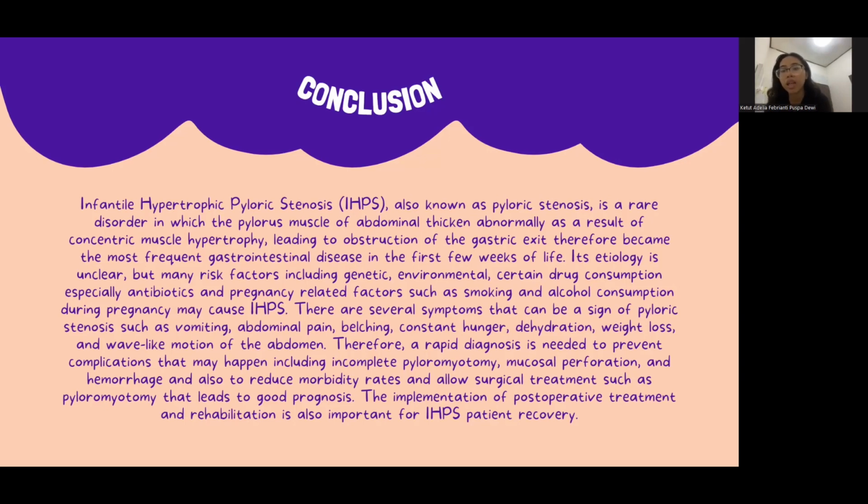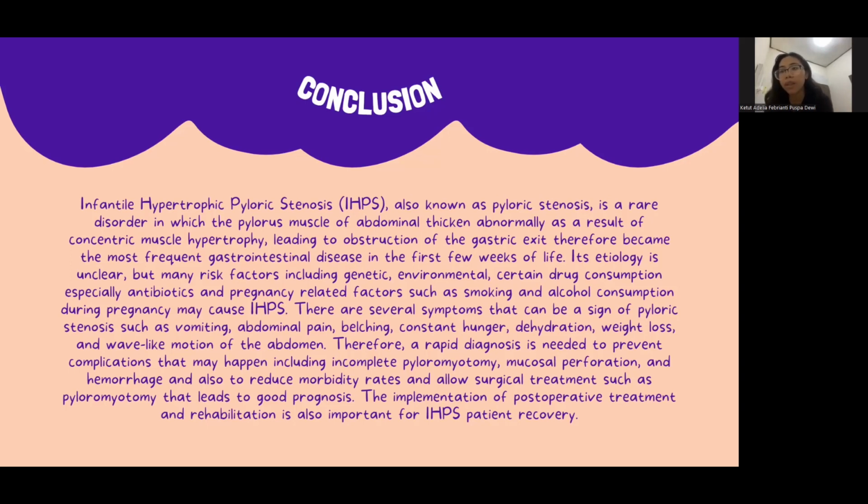Its etiology is unclear, but many risk factors, including genetic, environmental, certain drug consumption, especially antibiotics, and pregnancy-related factors such as smoking and alcohol consumption during pregnancy, may cause IHPS. Several symptoms can be assigned to pyloric stenosis, such as vomiting, abdominal pain, belching, constant hunger, dehydration, weight loss, and wave-like motion of the abdomen.